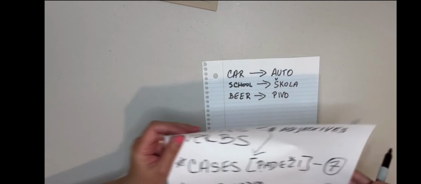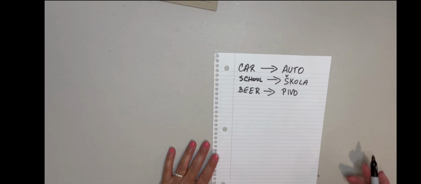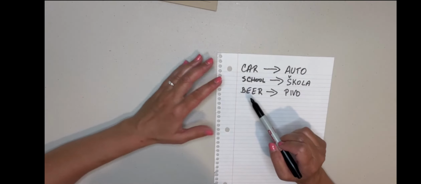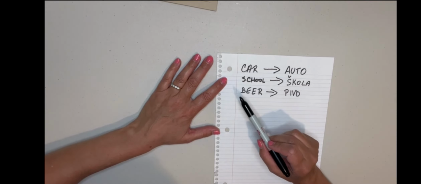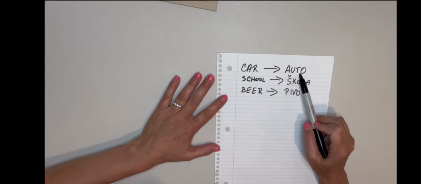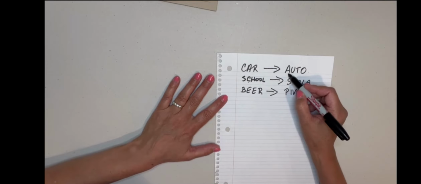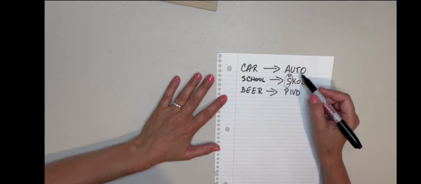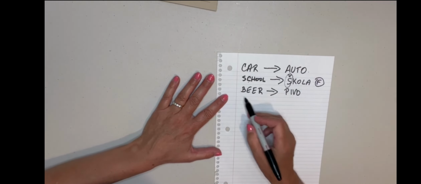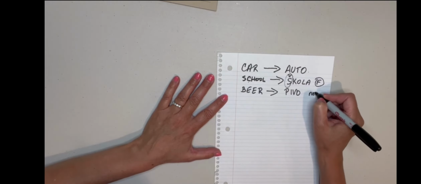In the English language, we've got nouns and adjectives. So car, school, beer. We don't assign any gender to any of our nouns, but they do in the Serbian language, and lots of languages do that. So in the Serbian language, car, for example, is auto. This is a masculine noun. School is called škola. This sh, it's like sh. Škola. This is considered a feminine noun. And beer is pivo, and this is considered a neutral noun.